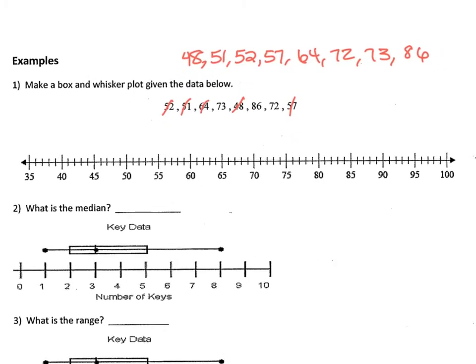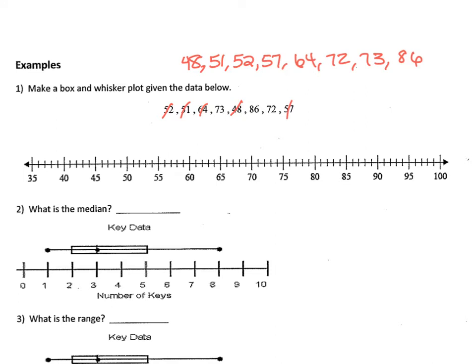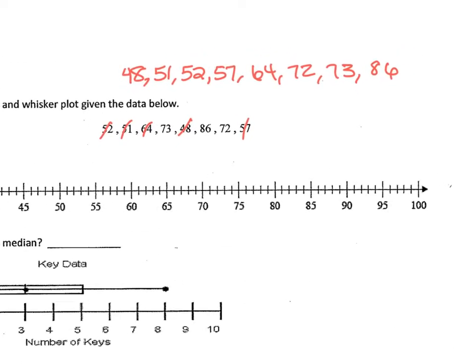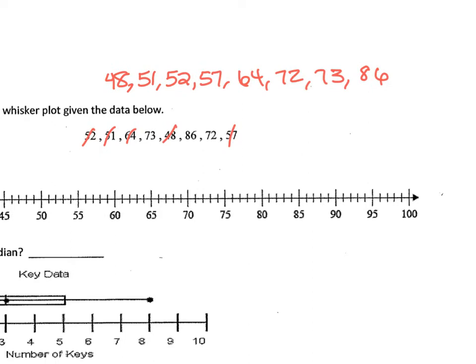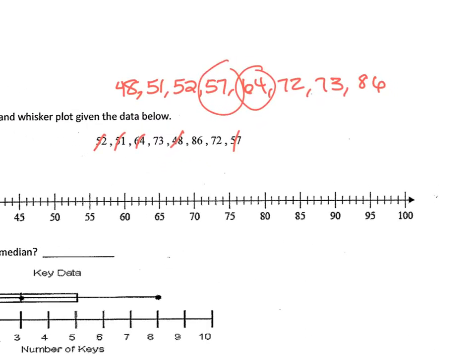We've got 1, 2, 3, 4, 5, 6, 7, 8 numbers. So we're going to have to do it a little bit different on this one. In this case, what's in the middle? We've got even numbers, so we know we're going to have 2 middle numbers. What's in the middle? Okay, so it should be 64 and 57. But we need 1 number as our median, not 2. So how do we find that? Good. So add those 2 numbers and then divide by 2. We're just finding the average of those to find what our real middle number is.